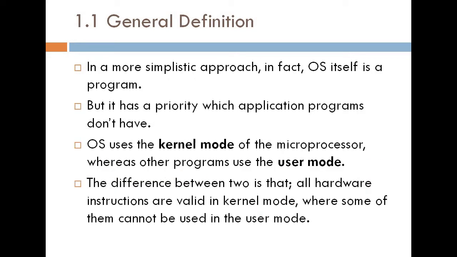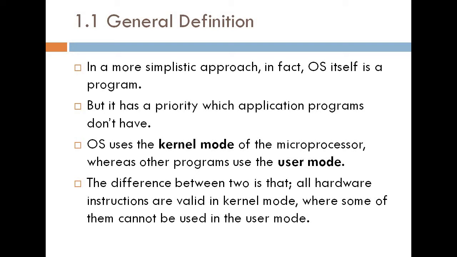In a more sophisticated approach, in fact, the OS itself is a program. We have already known that the OS is system software through which the system runs. So the OS itself is a set of programs, but it has a priority which application programs don't have. Application programs are specific to some applications, and the OS helps application programs so that they run smoothly in the system.